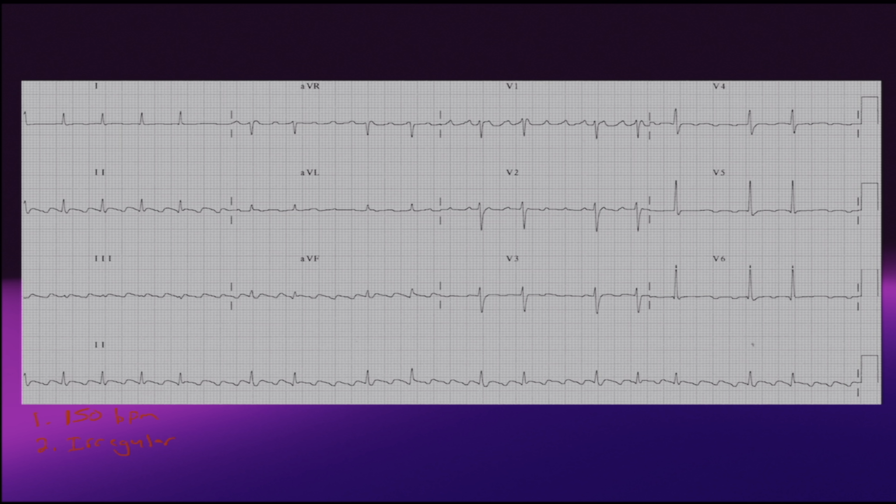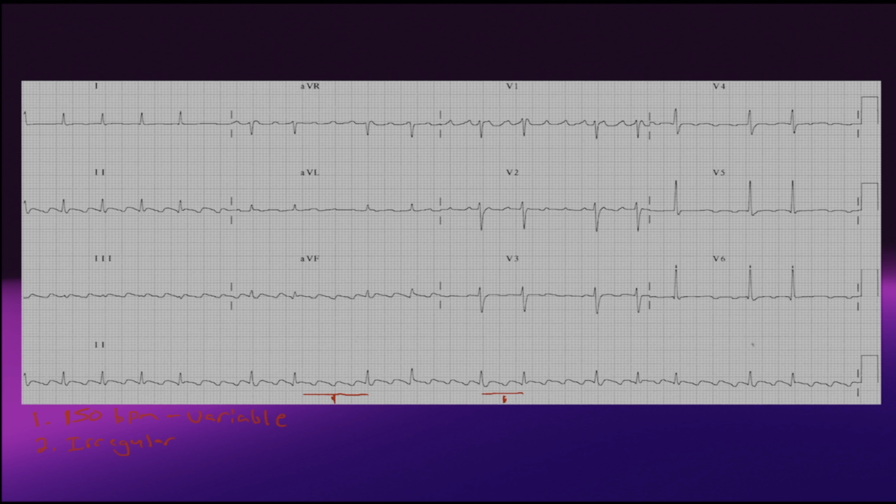And in that case, that makes my heart rate variable. And that makes sense because when I look at the distance in the R-to-R interval from here to here compared to here, it's much longer here and much shorter here. So that would mean I have a variable heart rate that's completely irregular.